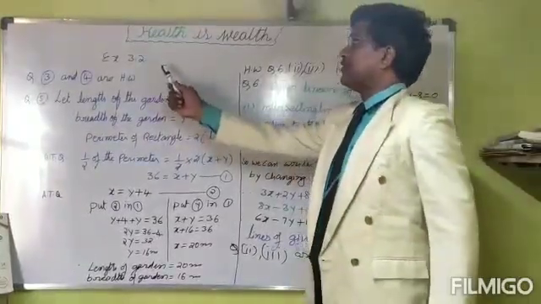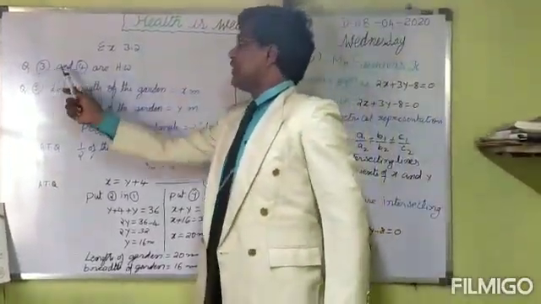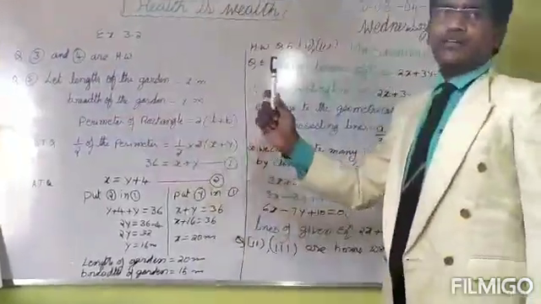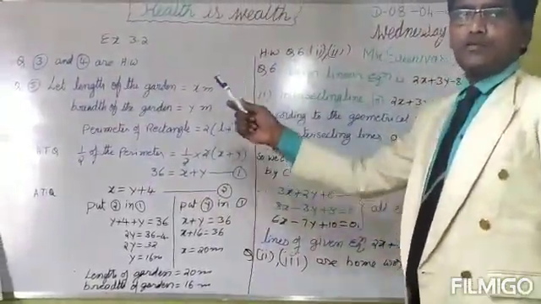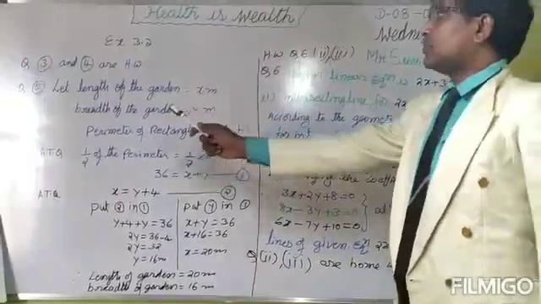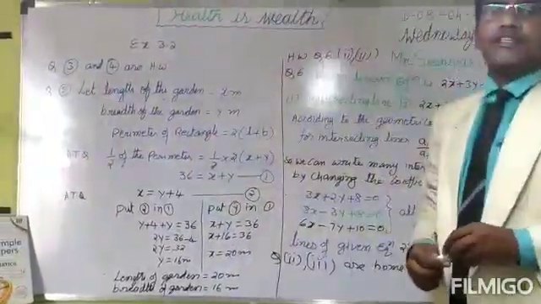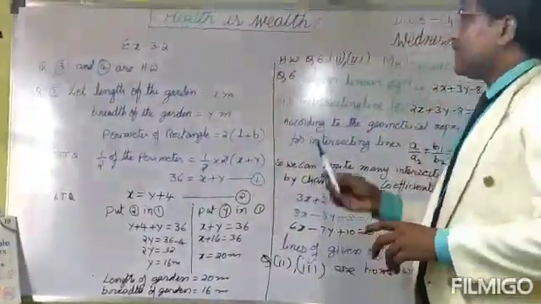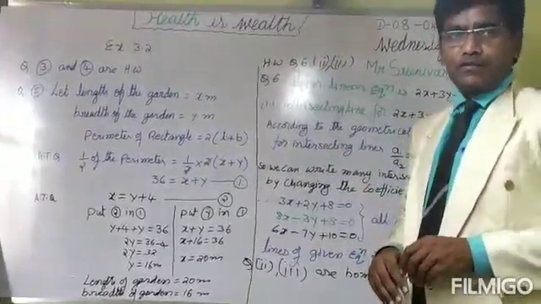Exercise 3.2 question number 3 and 4 are given as homework to you. I have given an explanation of how to do it. Now we are coming to question number 5. In this one there is a garden. The measurements are given, and half of the perimeter is also given.